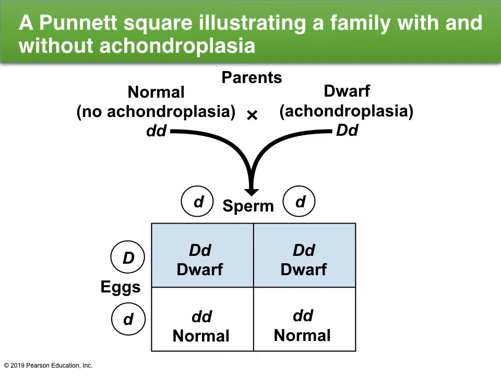The possible offspring are: here's a heterozygote showing dwarfism, here's another heterozygote with the dwarfism, one individual that's normal, and another individual that's normal. So in this case, you have basically a 50-50 chance that any one child will be either normal or manifest that type of dwarfism.